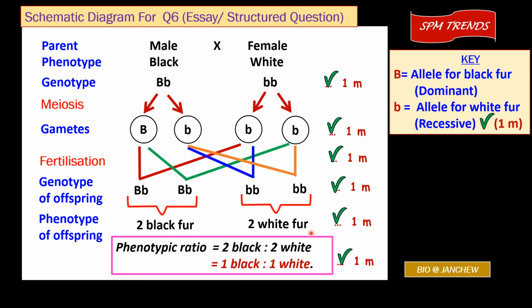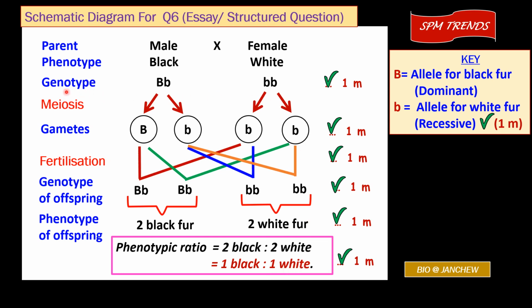Now next, what is the phenotypic ratio? Here we can bracket these two up and put 2 black fur to 2 white fur. So it is 2 black is to 2 white, and to simplify it becomes 1 black, 1 white. So your phenotypic ratio is 1 black, 1 white. That's the answer. Now how about the marking?